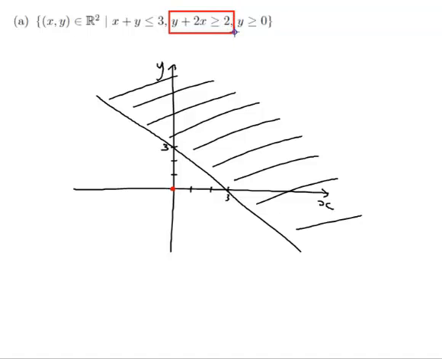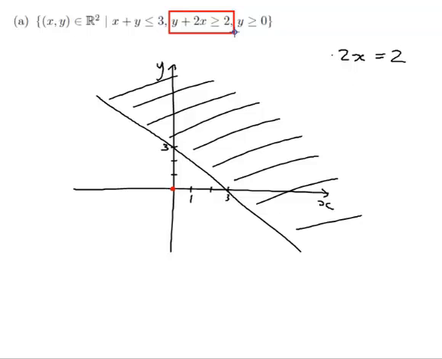Y plus 2x is greater than or equal to 2. So again, let me do exactly what I did last time and think of this as a line with an equal sign instead of a greater than or equal to. Y plus 2x is equal to 2. Alright, let's find the y and x intercepts again. If y is equal to 0, I get 2x is equal to 2, which means that x is equal to 1, so that's here.